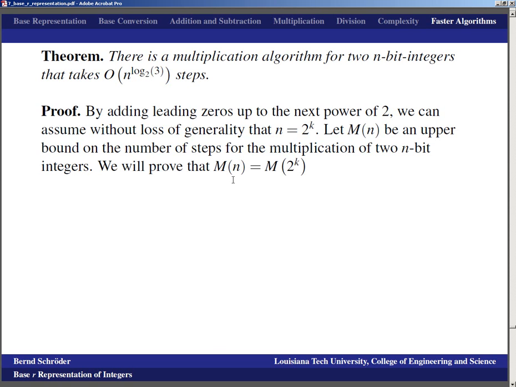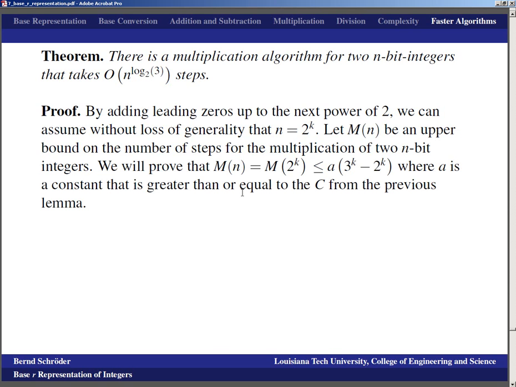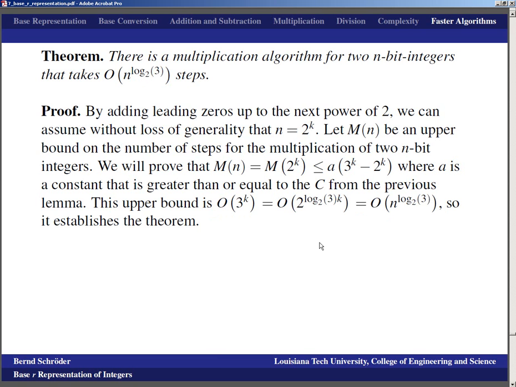Then we will prove that m of n, which is m of 2 to the k, is smaller or equal than some number a times 3 to the k minus 2 to the k, where a is a constant that will be greater than or equal to that c from the previous lemma. Okay, and this upper bound, of course, is capital O of 3 to the k, which is equal to capital O of 2 to the log 2 of 3 times k, and then, of course, 2 to the k is n, so this is capital O of n to the log 2 of 3, which is exactly what we claimed there. Okay, so that would establish the theorem.